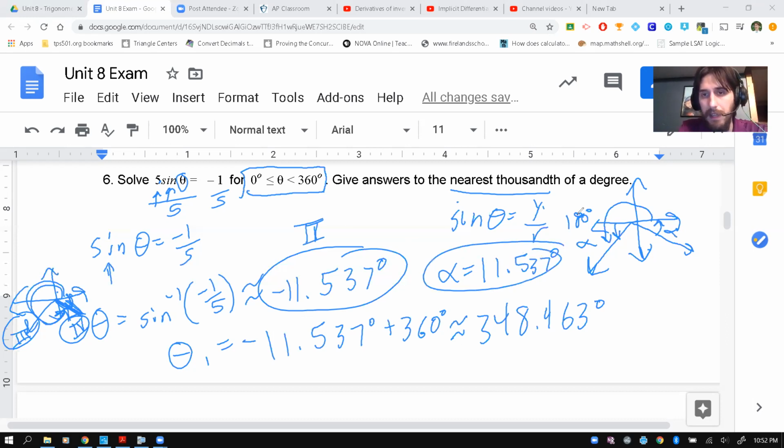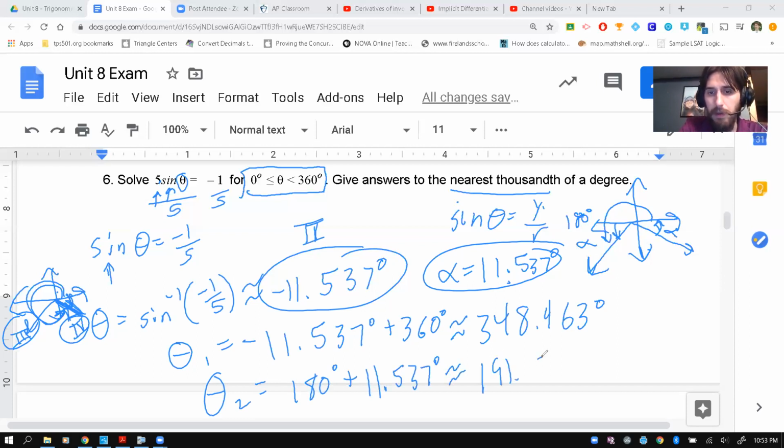So to find, again, that angle in quadrant 3, I need to know what the reference angle is. It's the same as this angle except positive. And I'm going to take this reference angle and add it with 180. So my second answer will be 180 plus 11.537 degrees, which is about 191.537 degrees.